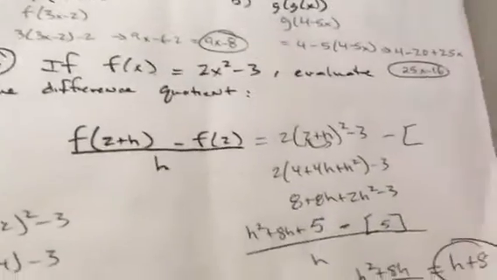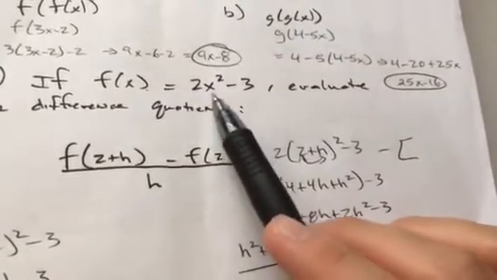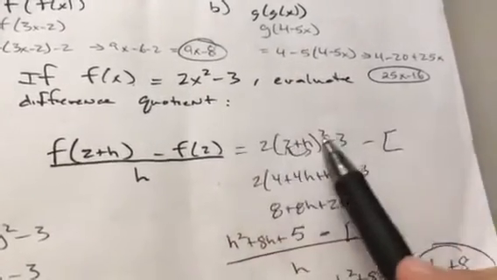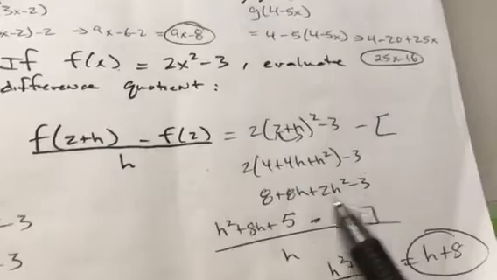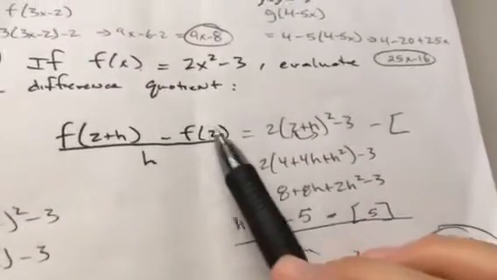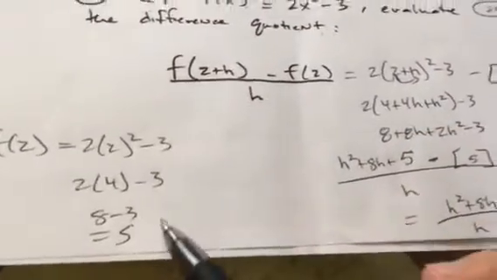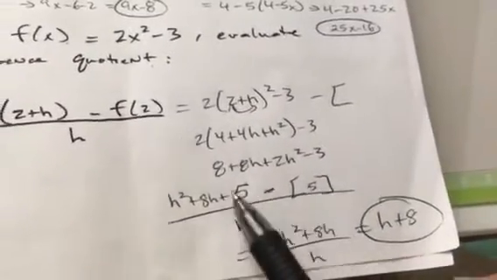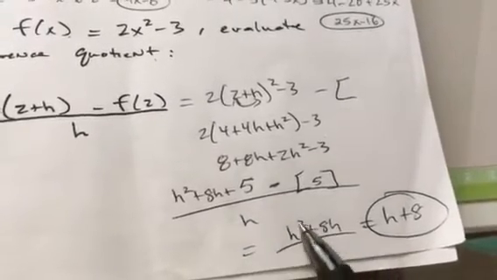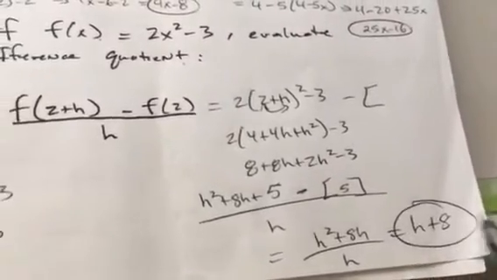All right, difference quotient. So f of 2 plus h, just plug 2 plus h in right there. You're going to square it, then double it, and subtract 3. Here's the work for that. You get this right here. And then subtract f of 2, so plug 2 in for x there. You get 5. Notice how these cancel again. H squared plus 8h divided by h. The h there, cancel. You're left with h plus 8.